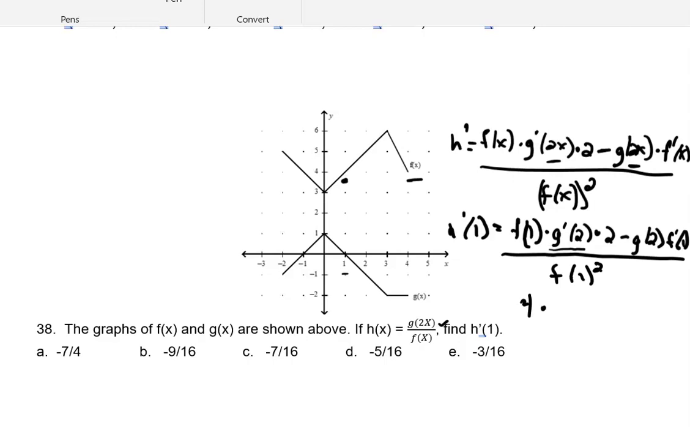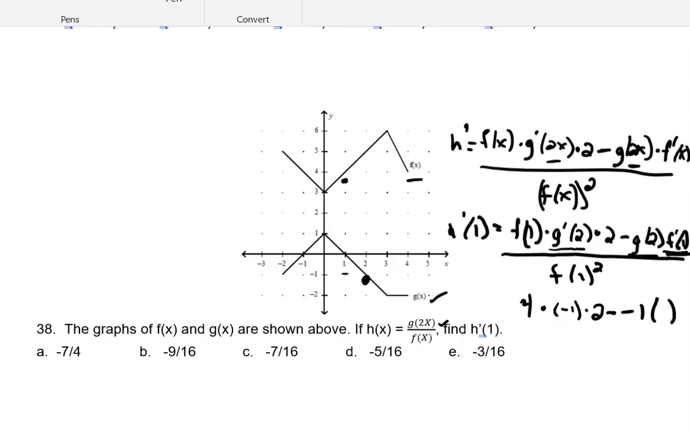The g primed of 2 means you're going to go to g, so here's g. You're going to go to the x value of 2, so right here. And since we want the derivative, that is our slope. So the derivative is the slope. That has a slope of -1, and then we still do times 2. G of 2, go to g, go to where the x value is 2. We now want the functional value there, which is -1.